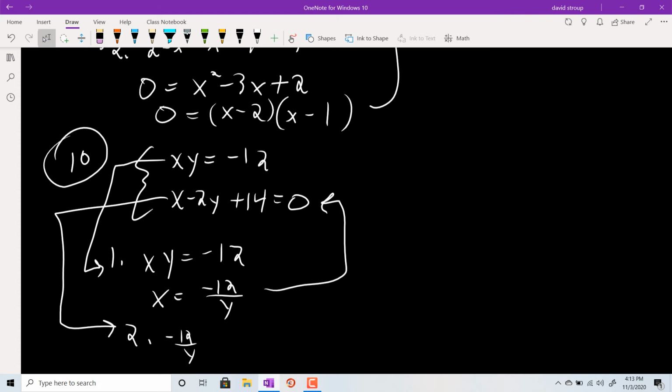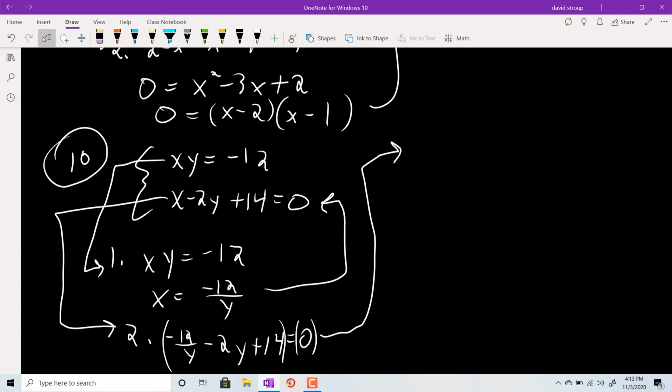We have negative 12 over y minus 2y plus 14 equals 0. That is a rational equation. You want to multiply both sides to get rid of the fractions. So I will multiply by anything that's in the denominators. That looks like a y. Okay, so I'll end up with negative 12 minus 2y squared plus 14y. 0 times y is 0.